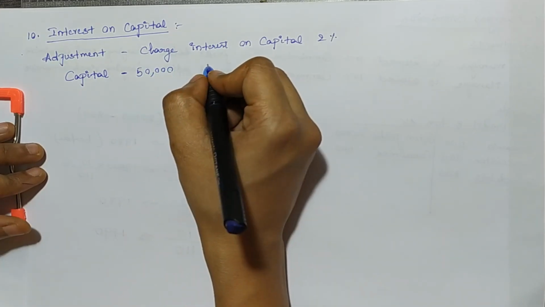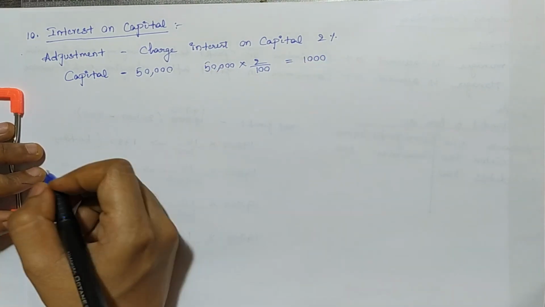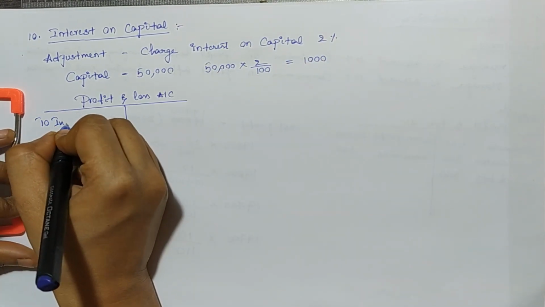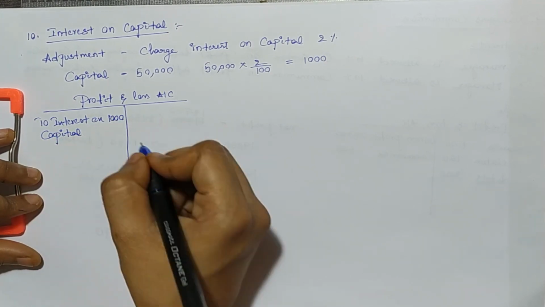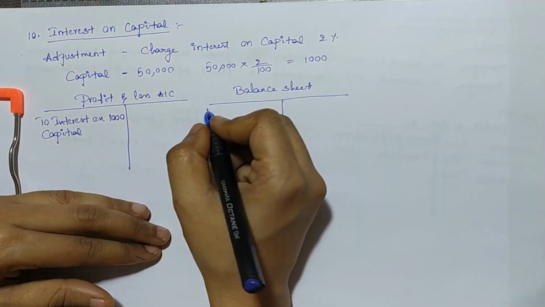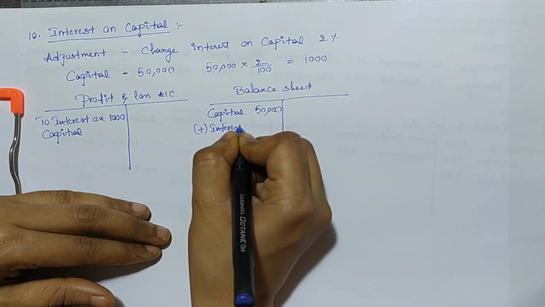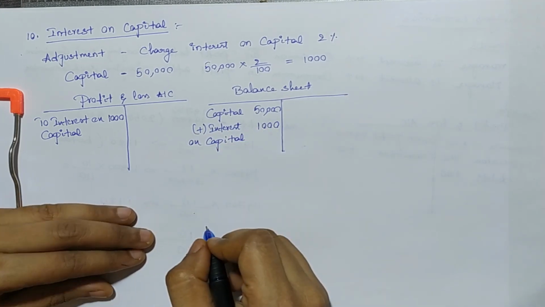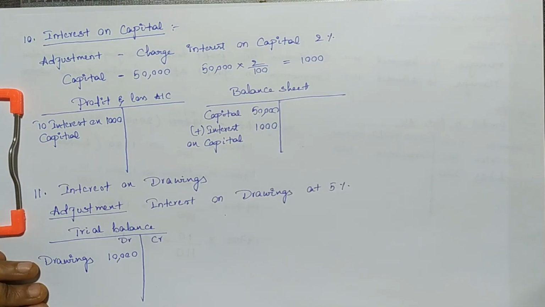Next adjustment is charge interest on capital 2% and the capital amount is 50,000. We have already discussed that interest on capital is an expense. We will mention all expenses on the debit side of the profit and loss account. 2% of 50,000 comes to 1,000. This 1,000 we will mention on the debit side of the profit and loss account, and also we add this 1,000 to capital amount on the liability side of the balance sheet.